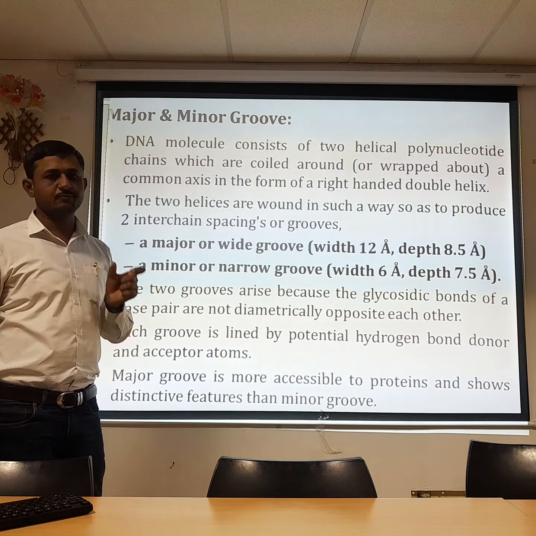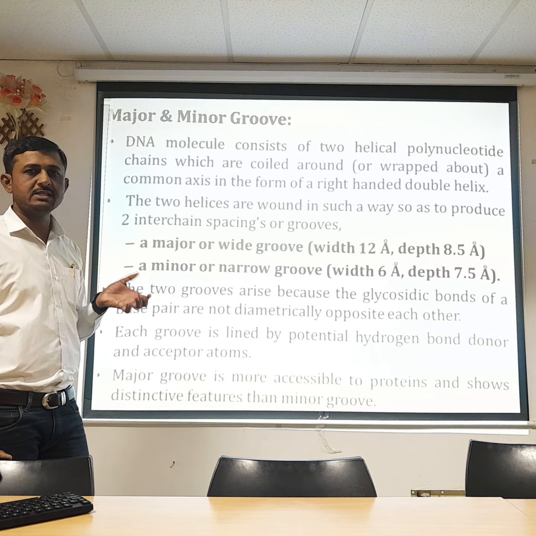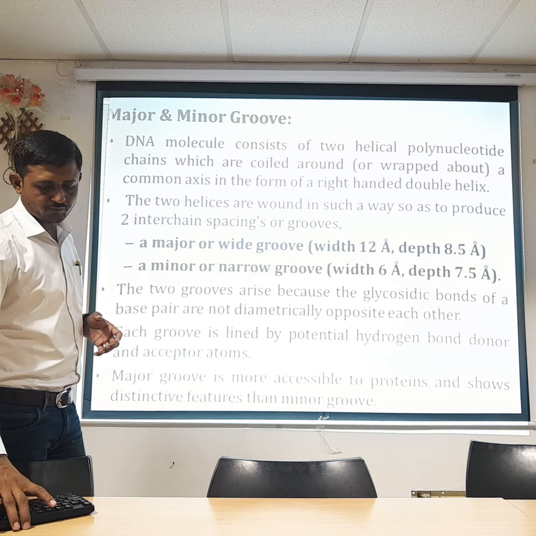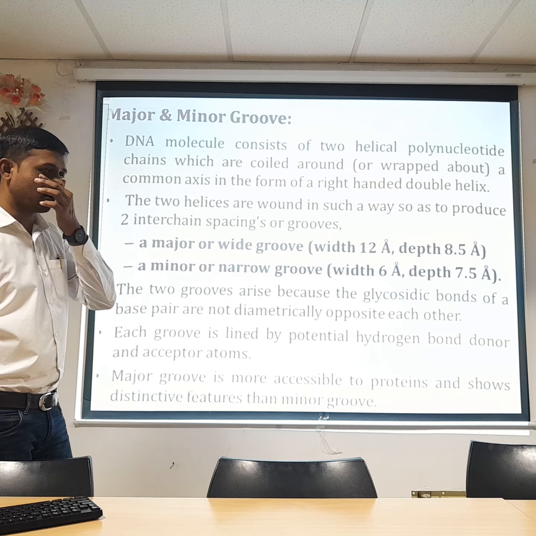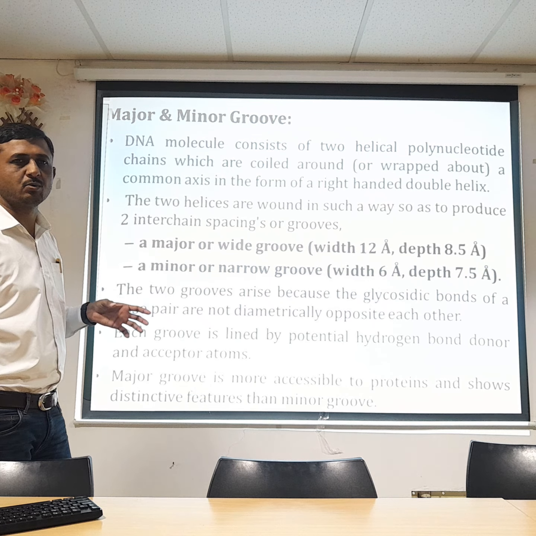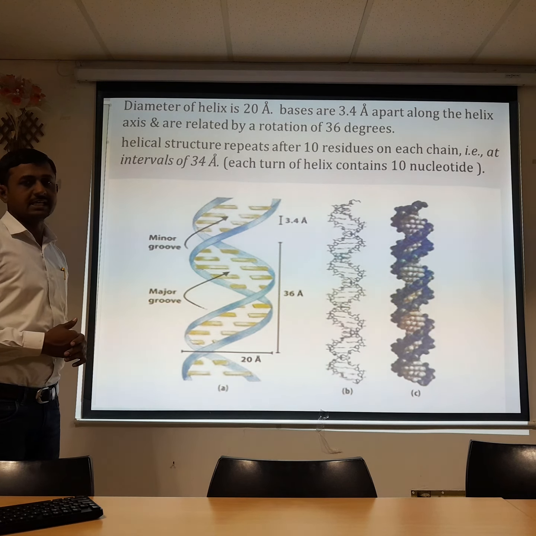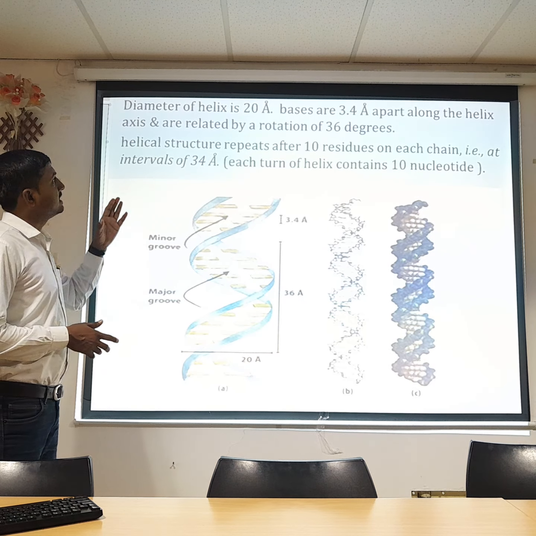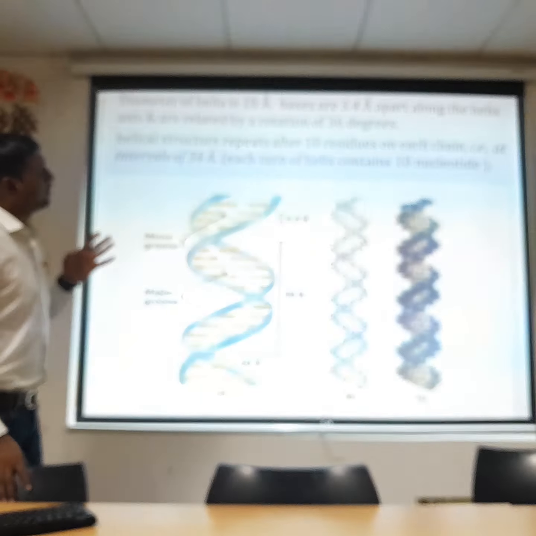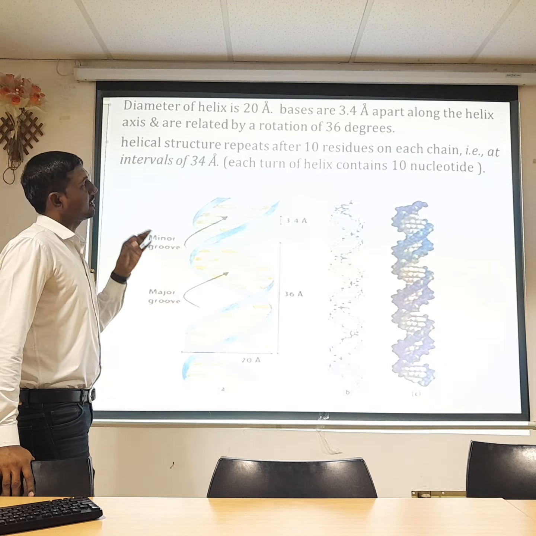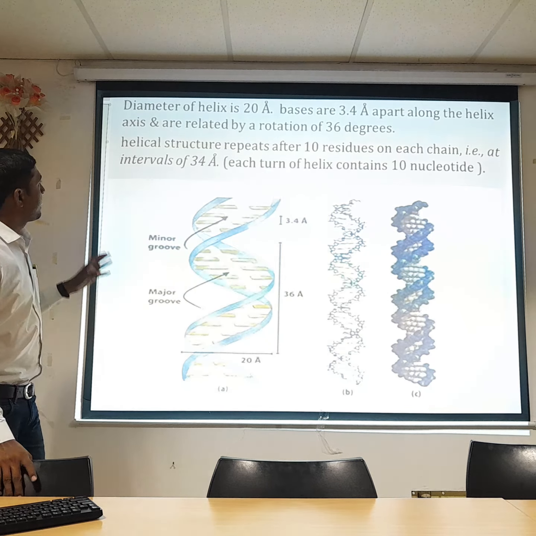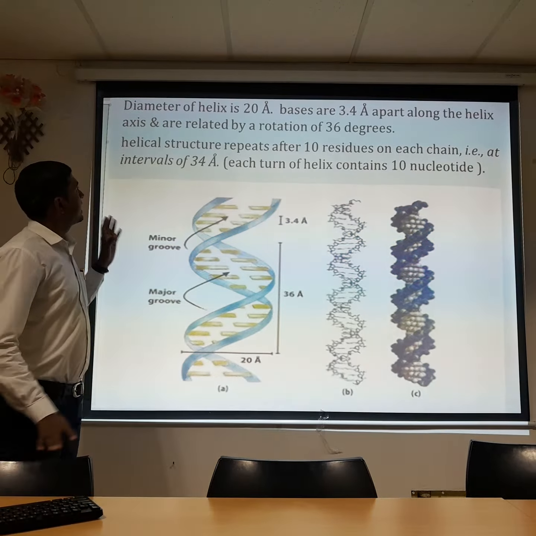The major groove is more accessible to proteins and shows more distinctive features than the minor groove. Proteins can easily reach or bind to the major groove as compared to the minor groove. The diameter of the helix, that is double-stranded DNA, is 20 angstrom. Bases are 3.4 angstrom apart along the helix axis, and are related by a rotation of 36 degrees.